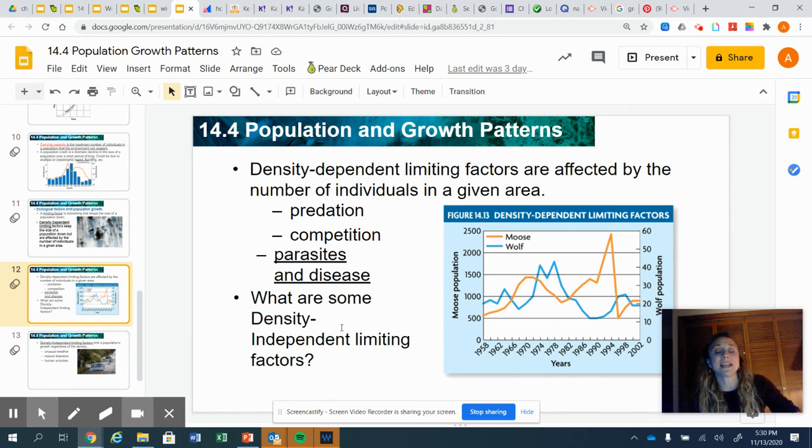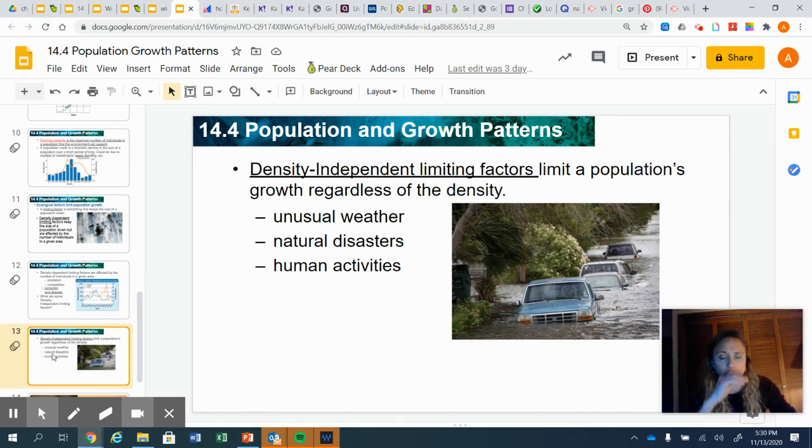Okay, so density independent factors are factors that are not dependent on how many of that organism you have. Okay, so if we can brainstorm some, maybe you can think of some. Here's some here. Unusual weather. All right, so maybe rainfall. That could be really high. You could have flooding, natural disasters. You could have earthquakes. You could have fires, forest fires. You can have maybe a volcanic eruption in an area. And that doesn't depend on how many organisms are there. It's just going to happen and affect it.